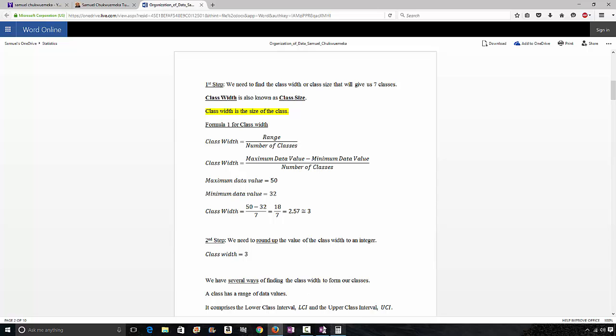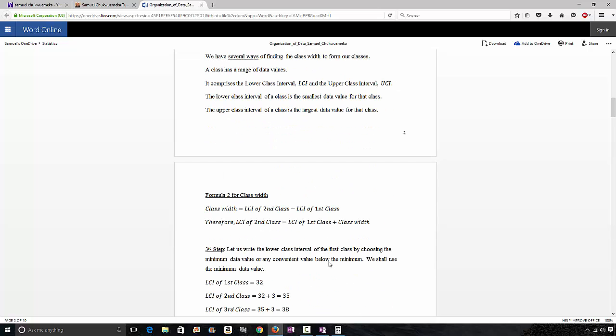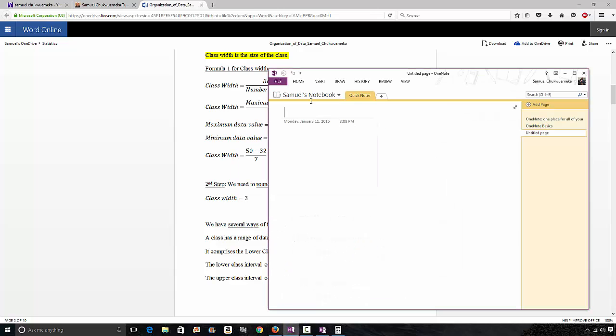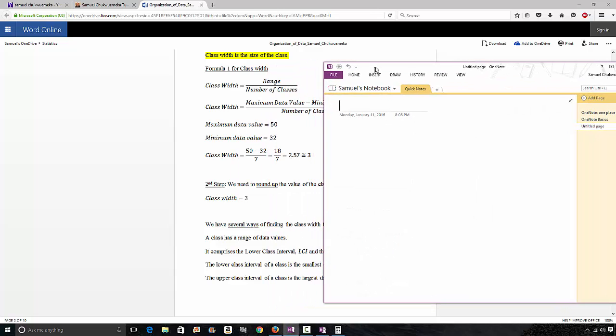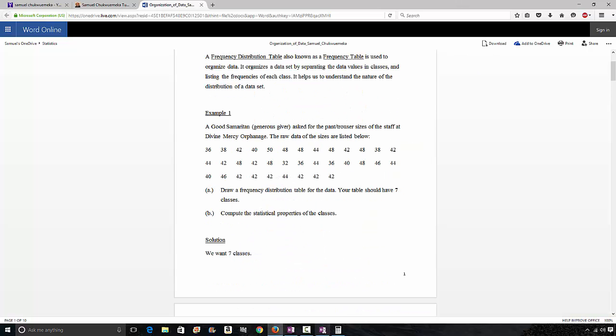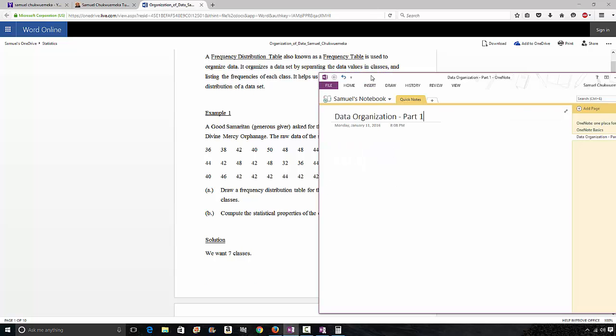So the next thing is to write my class intervals. We call them class intervals or class limits. That is what we call it. So I'm going to open up OneNote so that I can do this and you see me do it. I will call this data organization part one. Okay. So I will come here.